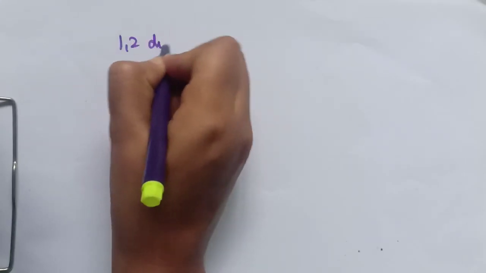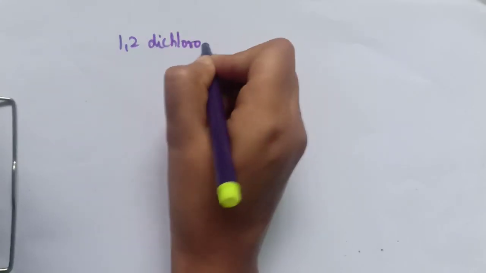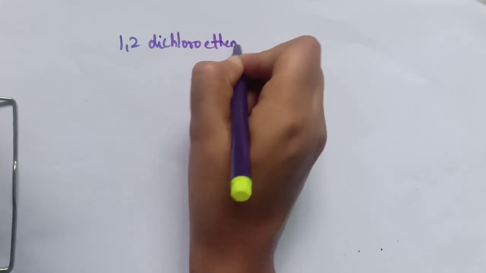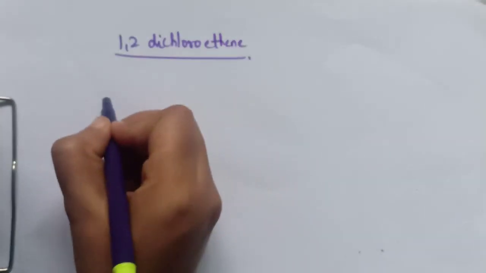Now let's take our second example, that is, 1,2-dichloroethene. Now let's draw its structure.